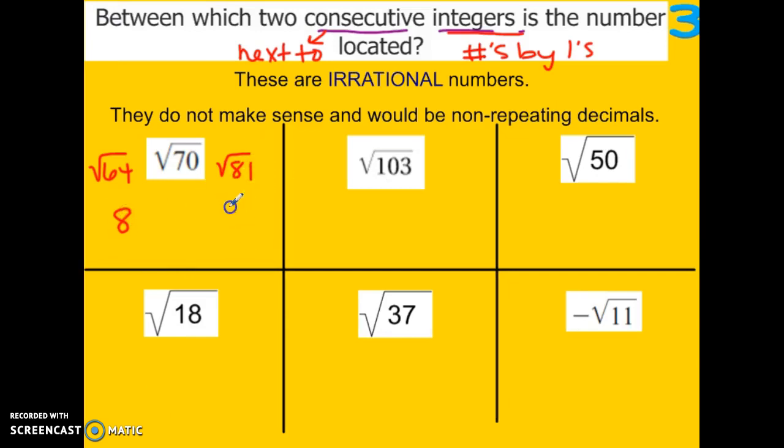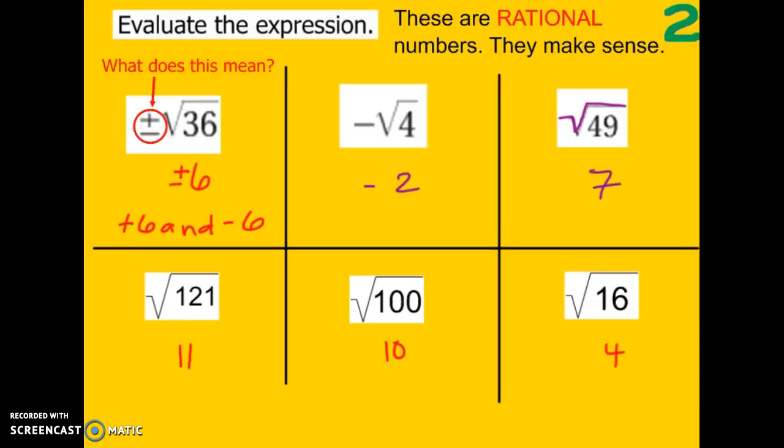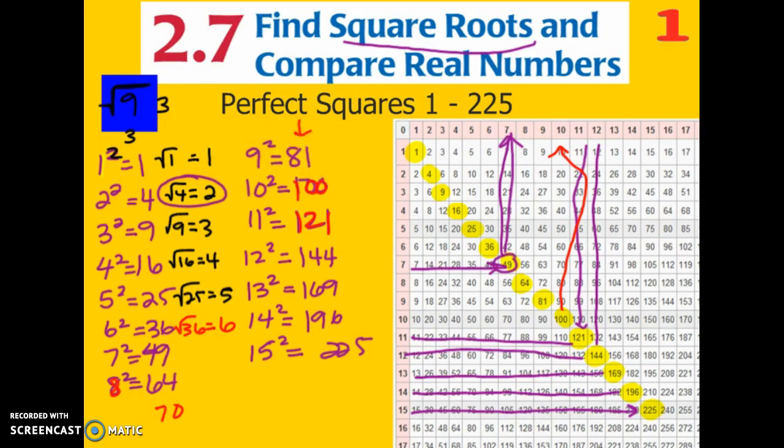And the square root of 81 next to it would be 9. So your answer is between 8 and 9.